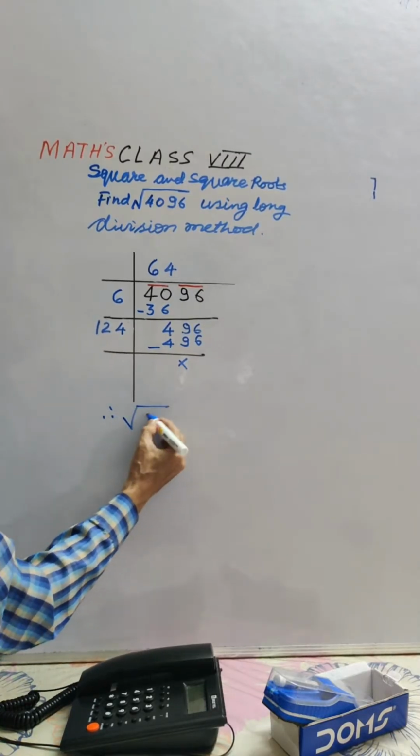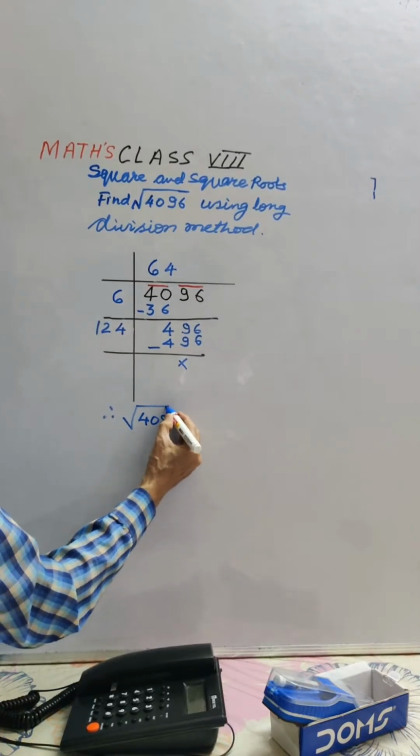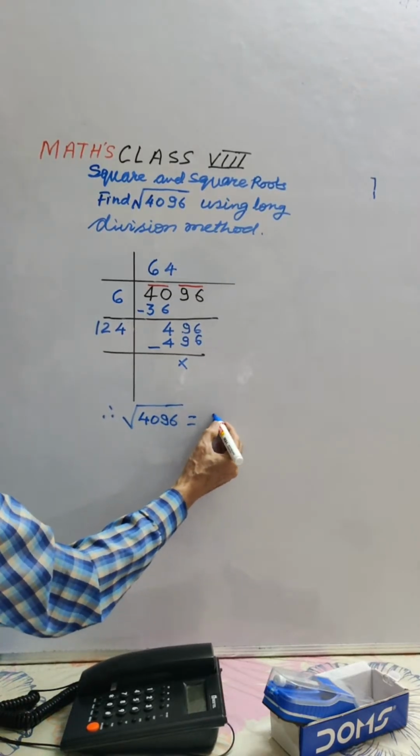Therefore square root 4096 is equal to 64.